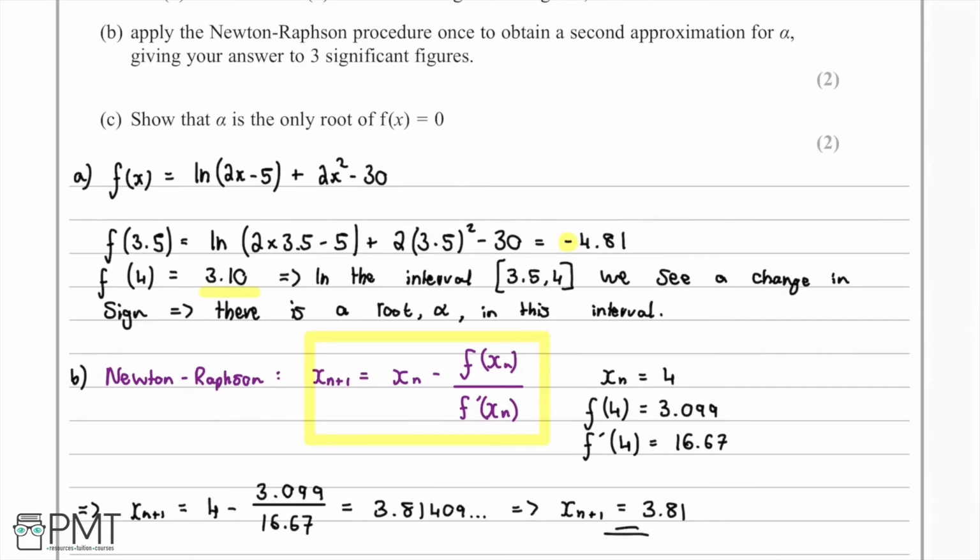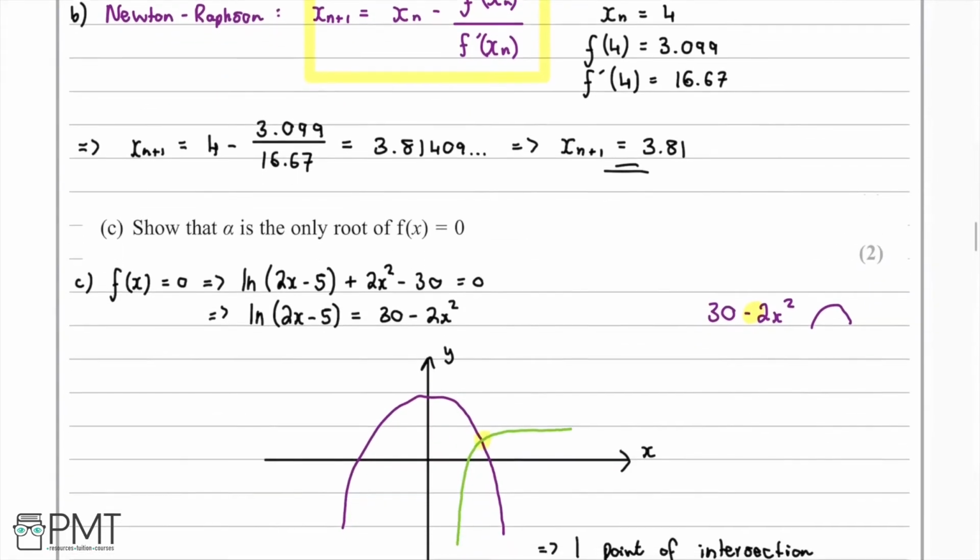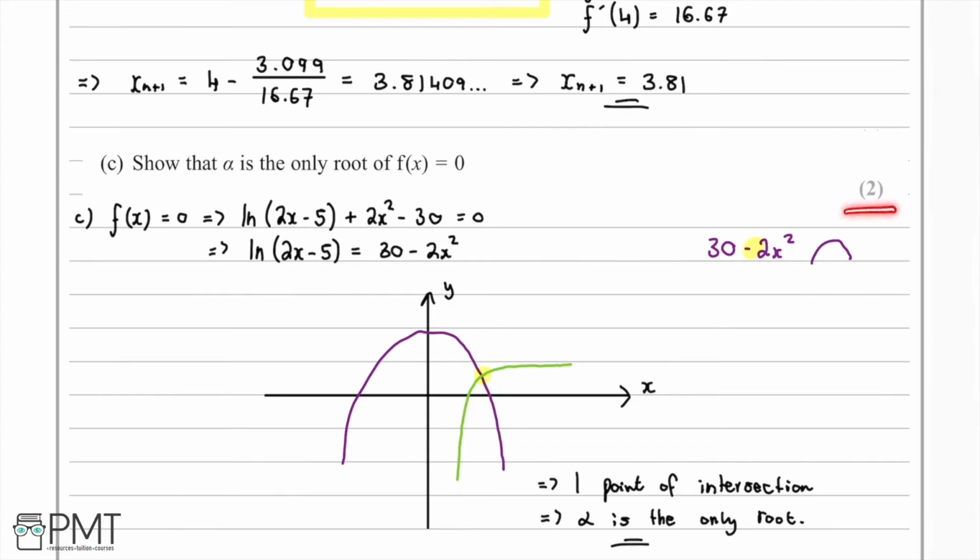We then move to part C, which was worth 2 marks. We receive our first mark for attempting to sketch both the graphs, so we receive that mark for the sketch here. Then we receive our second mark for our little conclusion where we stated that there was only one point of intersection, and that meant alpha is the only root.